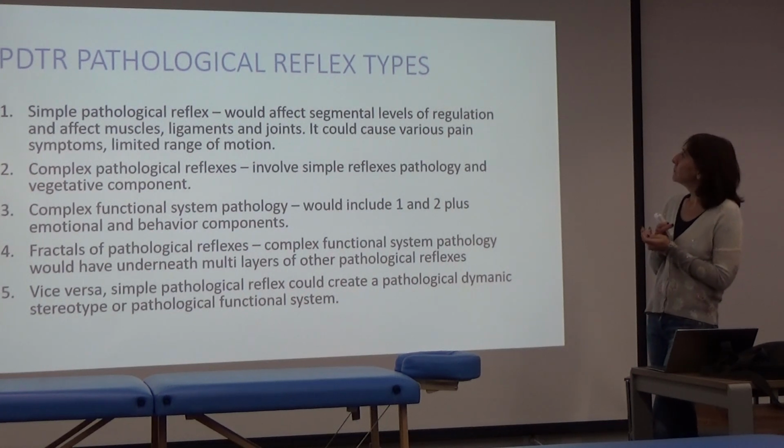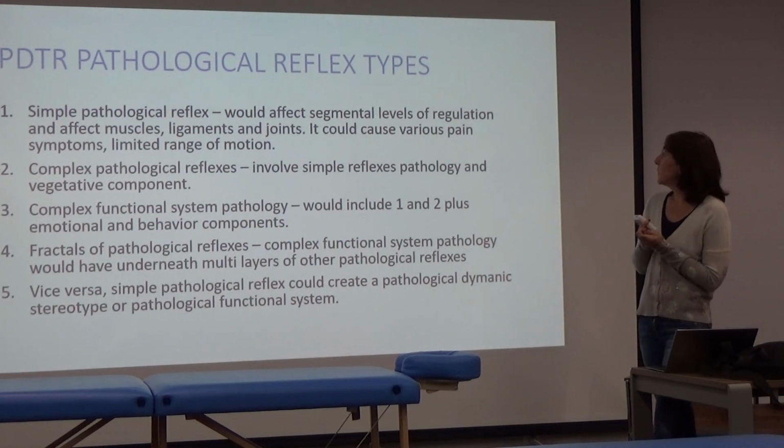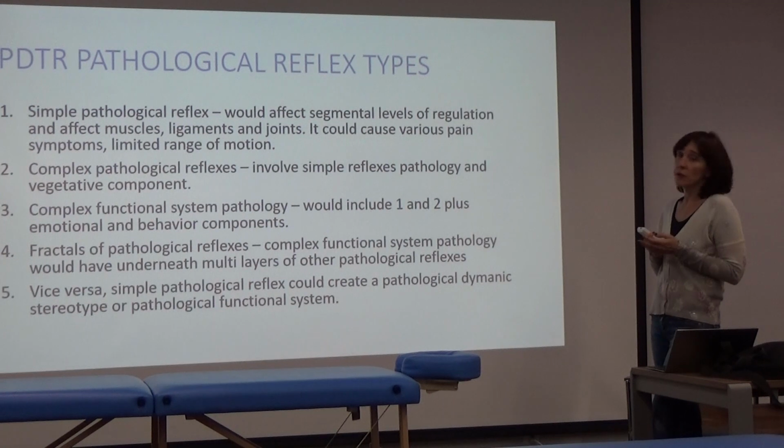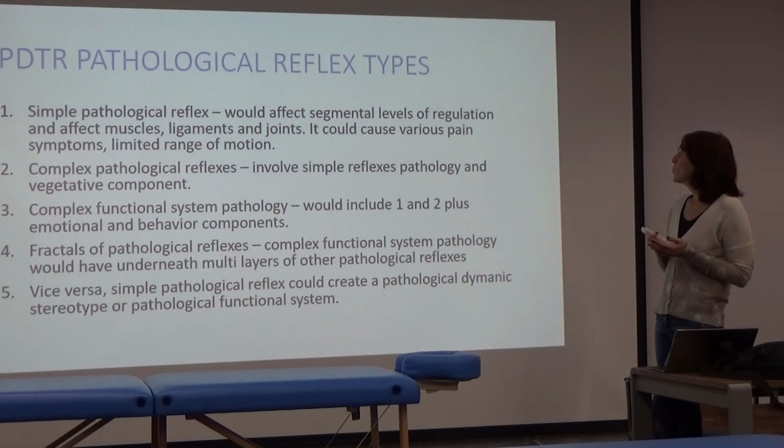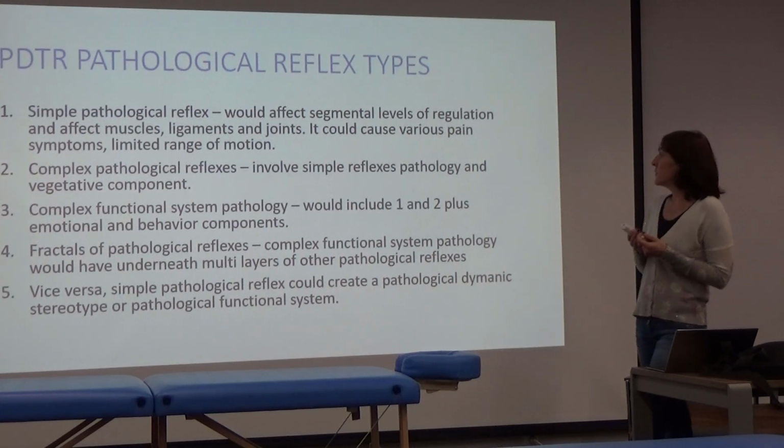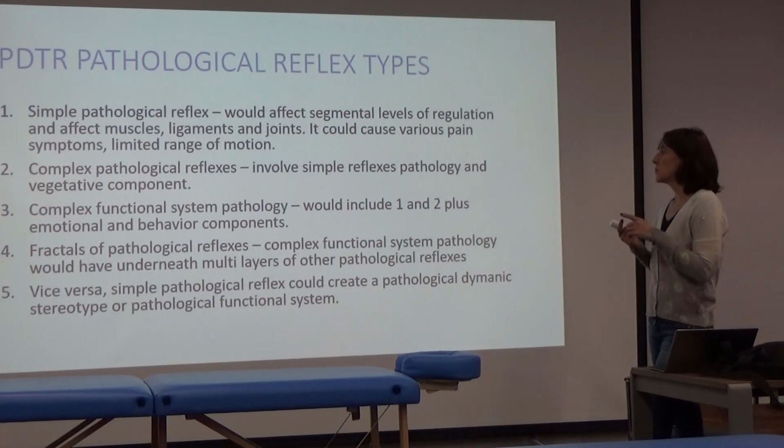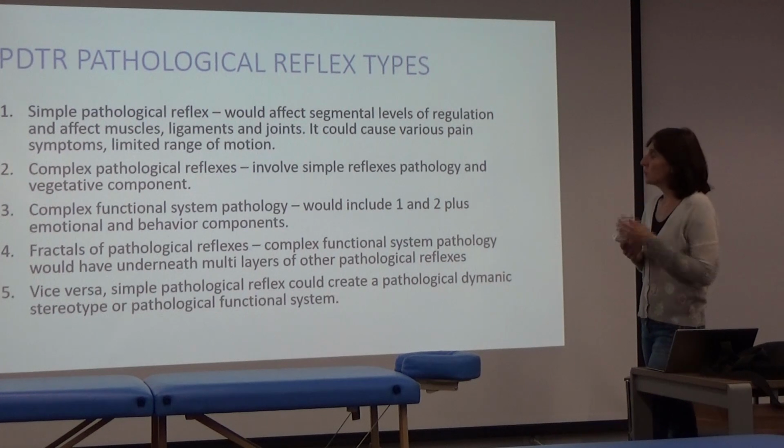Again, PDTR altered reflexes. A simple altered reflex would affect just the segmental level of regulation and affect muscles which are regulated by these segments, ligaments or joint. It could cause various pain symptoms, limited range of motion. Complex altered reflexes would involve simple reflexes, pathology, and a vegetative component as well. More complex, we're going to have change of emotions, change in behavior, visceral problems, again, the whole mixture of different reflex activities.